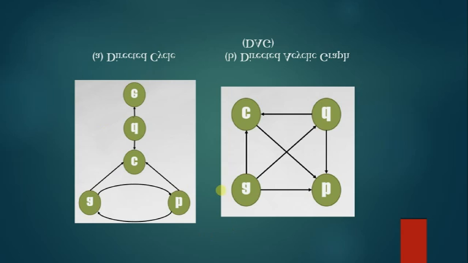So a directed cycle, as you can see, has a back edge wherein a vertex, for example vertex A, is directed to vertex B, and vertex B is directed to vertex A. So a directed acyclic graph has no cycle, as you can see.